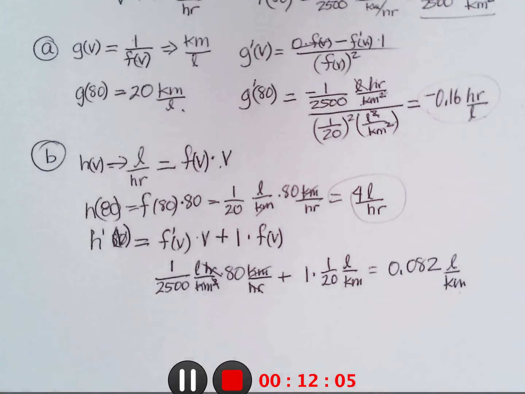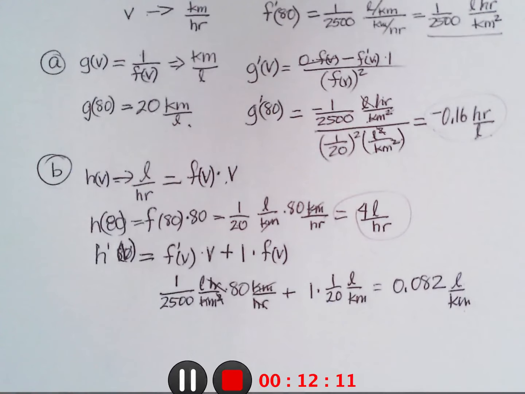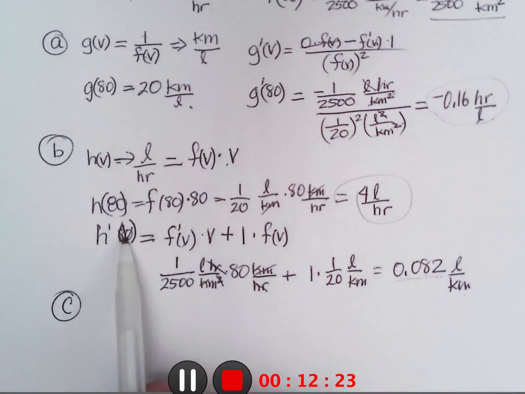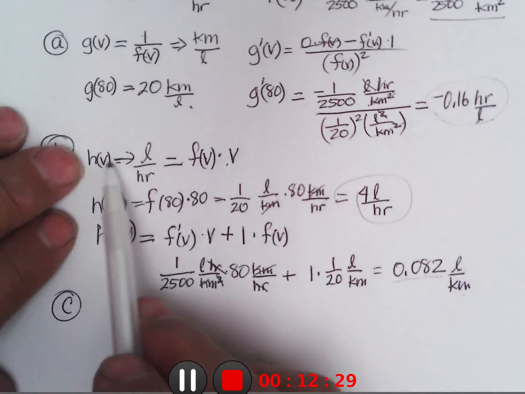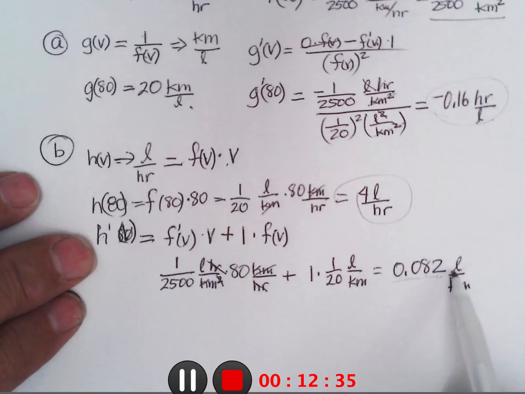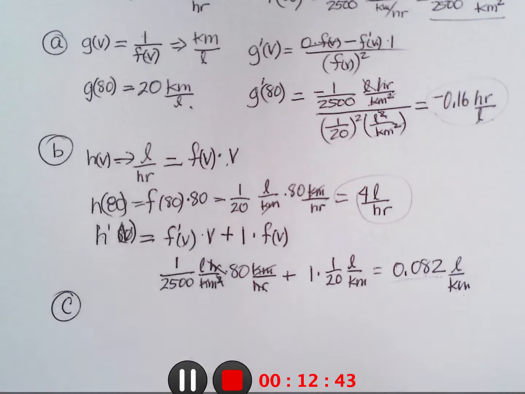Okay. I think I've explained how these pertain to each other. This is saying that H of V is the liters per hour you're burning, and so you're going to be burning 0.082 more liters per hour for every kilometer per hour faster you're going. Okay.